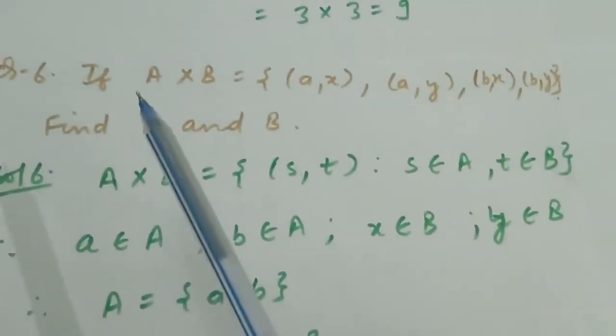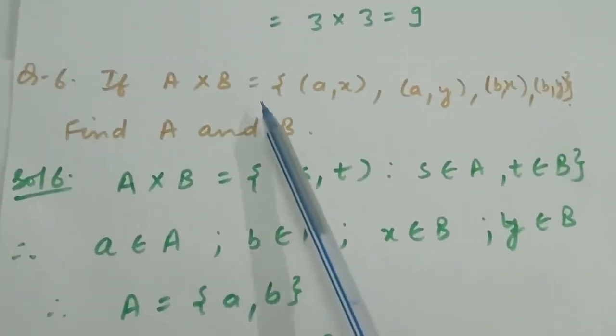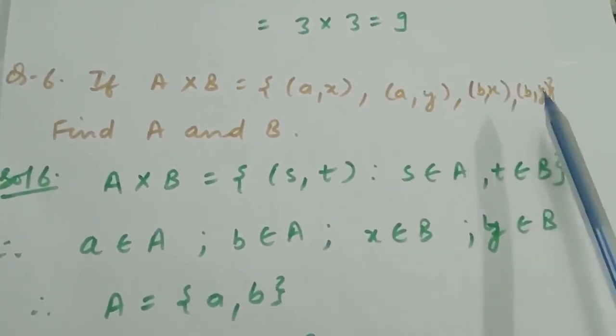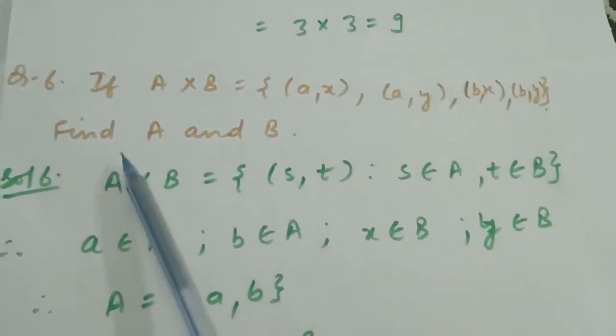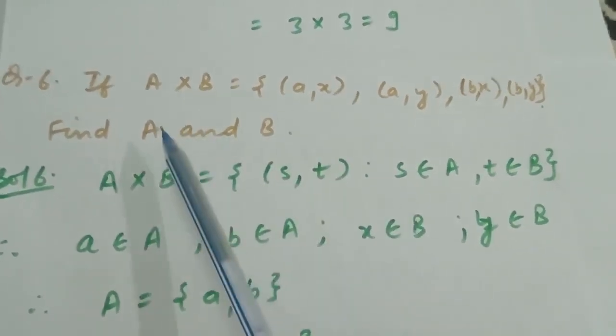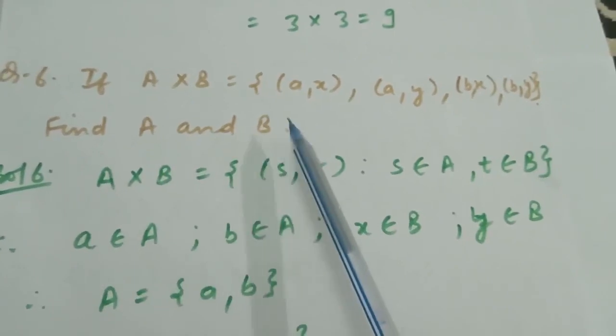Next is question number 6. If A cross B is given as {(a, x), (a, y), (b, x), (b, y)}, find A and B. So the A cross B set is given. We have to find the set A and the set B.